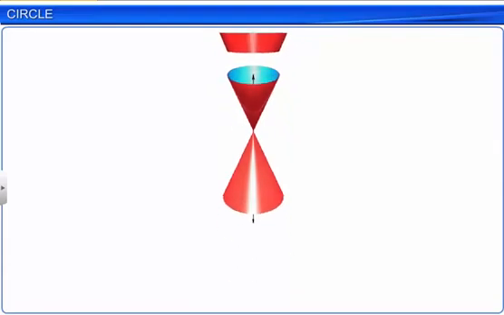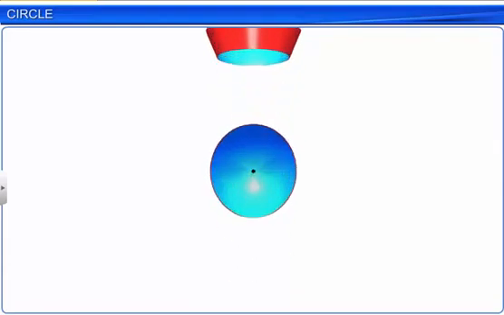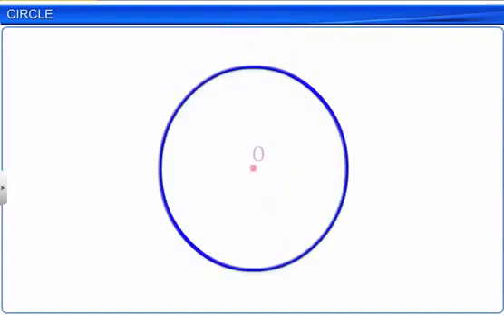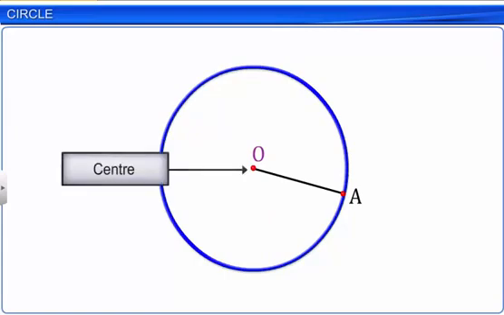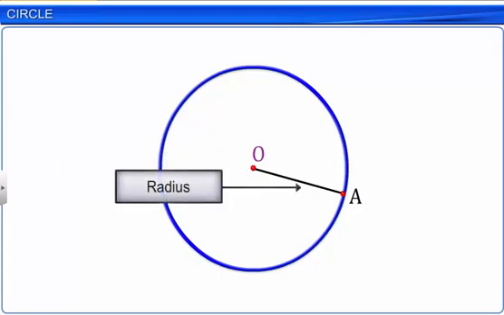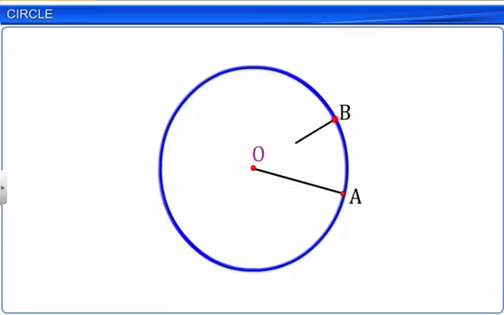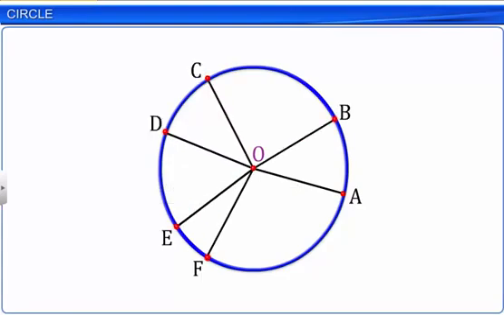Let us recall the definition of a circle. A circle is the set of all the points in a plane that are equidistant from a fixed point. The fixed point is called the center of the circle. The distance between any point on the circle and the center is called the radius of the circle. A circle can have an infinite number of radii, and all its radii are equal.